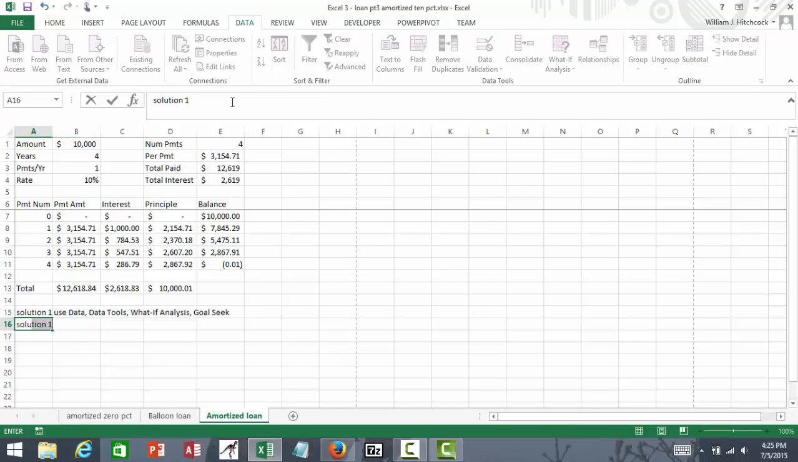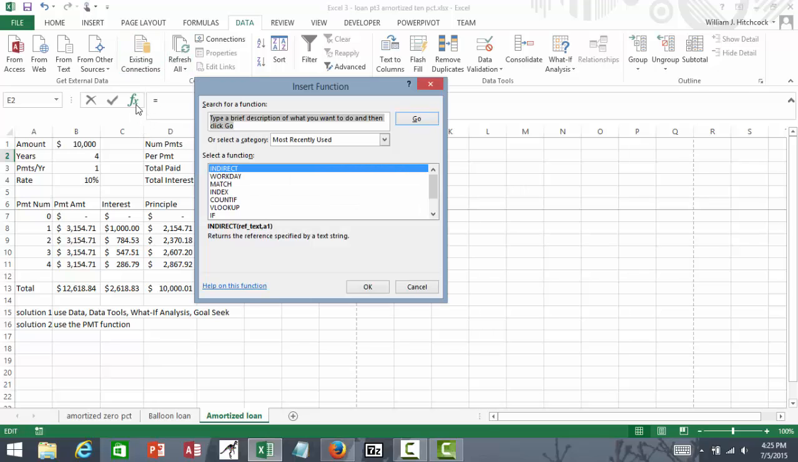The second solution is to use the payment function. There's a built-in function for this because it's a popular function. We're going to click on the FX key, and I want to search for a loan payment function. And it finds this function that's called PMT that'll calculate the payment for a loan based on constant payments and a constant interest rate, which is what we have.